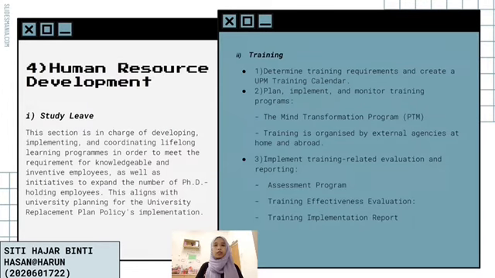For the training section, first, determine training requirements and create the UPM training plan. Second, contain related evaluation and reporting, such as assessment program, training effectiveness evaluation, and training implementation report.